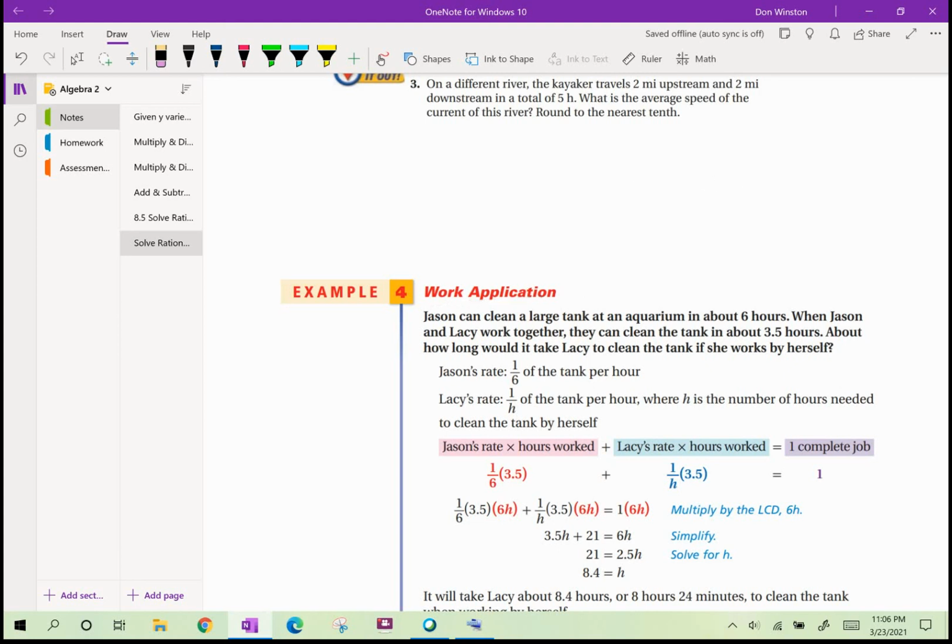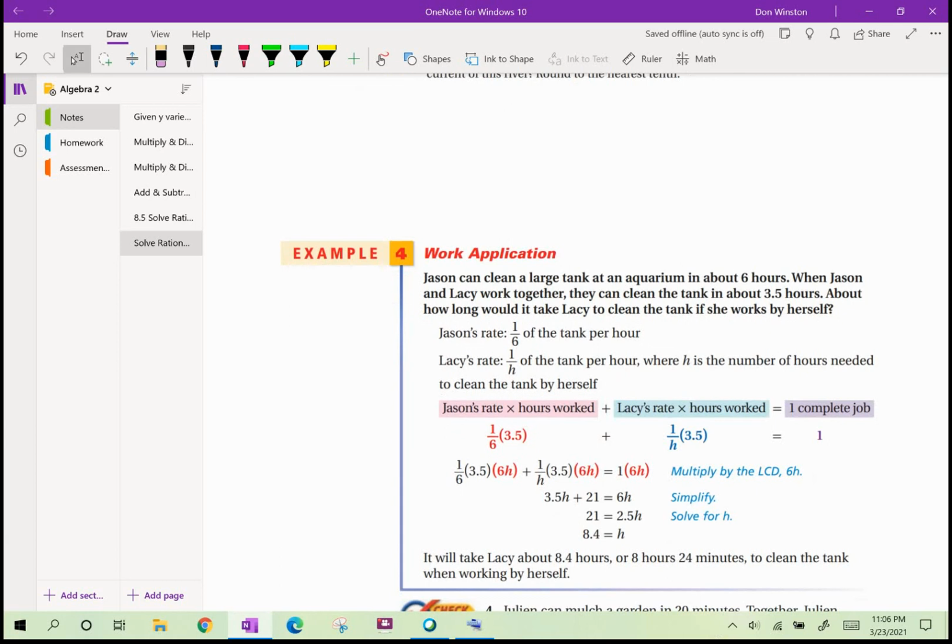So here we go. Jason can clean a large tank in an aquarium in about 6 hours. So Jason's rate of the tank per hour is going to be 1/6. He can clean the tank in 6 hours, so 1/6 per hour, and in 6 hours, he will have completed the entire job.